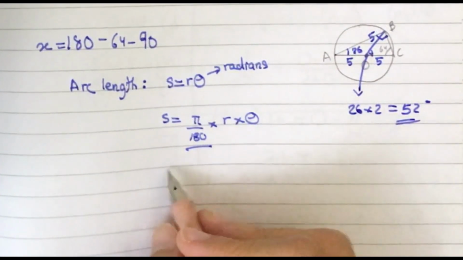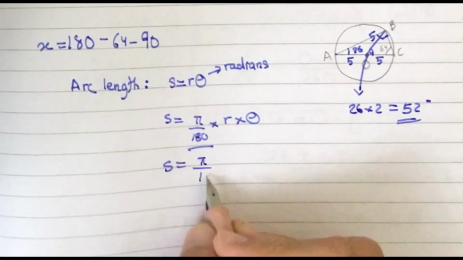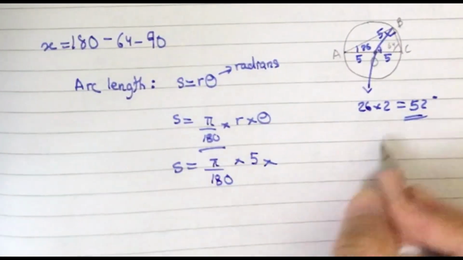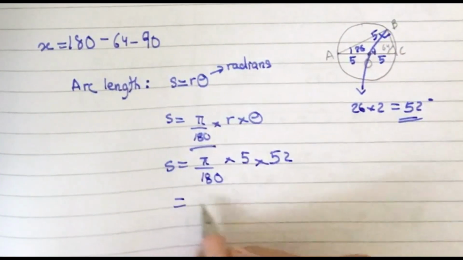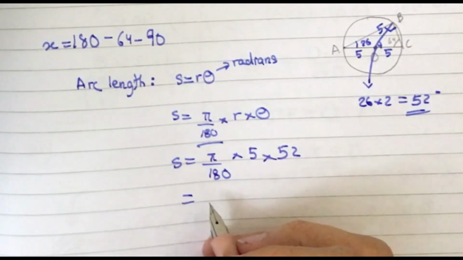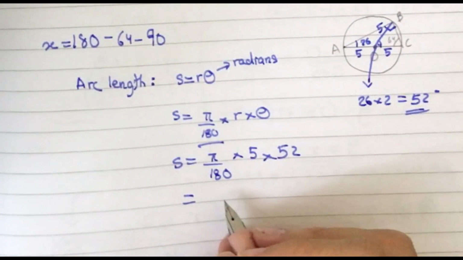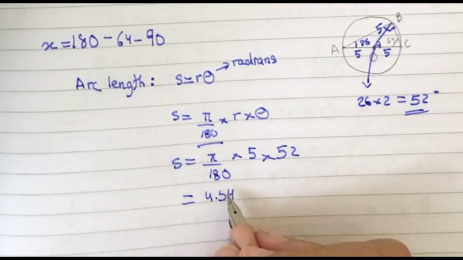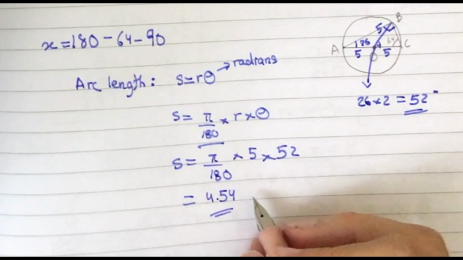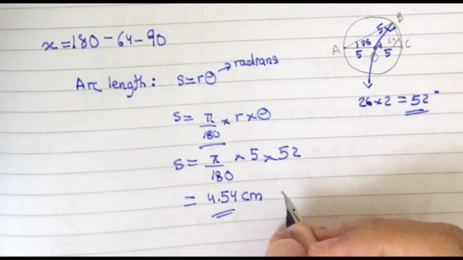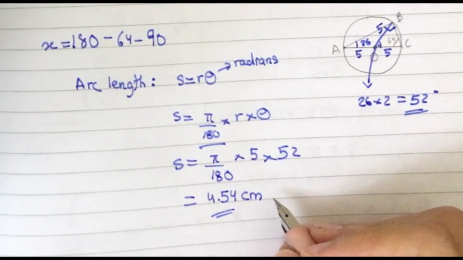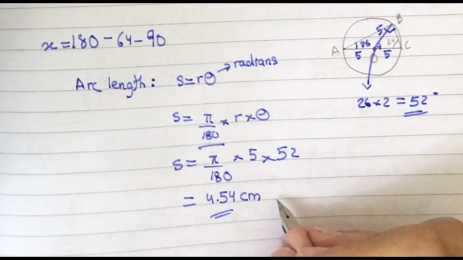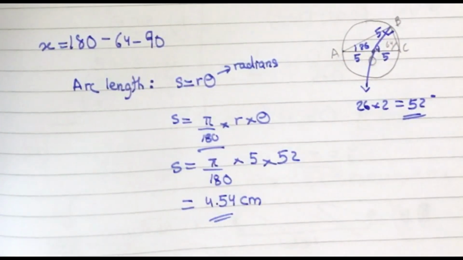So we're going to substitute the value over here. We have pi over 180, and then we have radius, which is 5, and then we have the angle, which is 52. So you're going to get your minor arc length, which is basically 4.54. I have rounded off to 3 significant figures as per your 0580 paper. It's written in the instructions. So basically it's 4.54 centimeters. So this is your final answer.